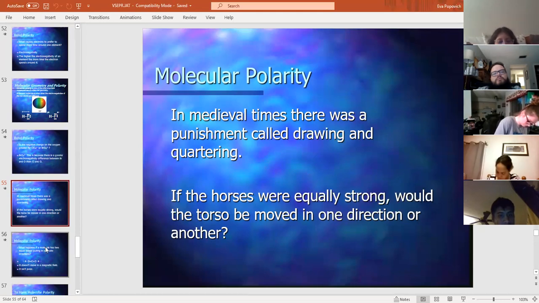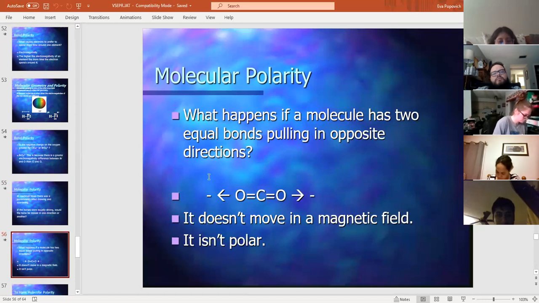So if I have a molecule like carbon dioxide, I have a polar bond. Oxygen is more electronegative than carbon. This oxygen is more electronegative than the carbon. So I get a negative end and I get a negative end, pulling equally and oppositely apart from one another. I have a totally balanced molecule.